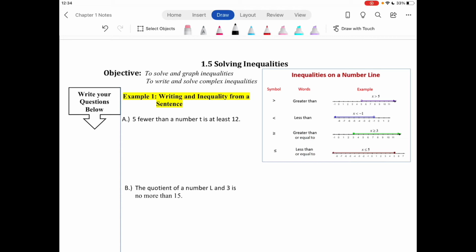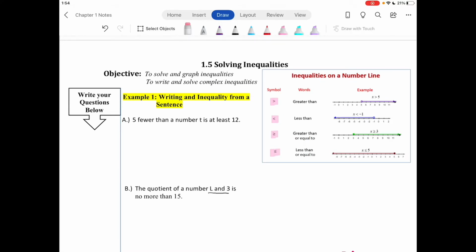In 1.5, we're going to learn how to solve and graph inequalities, as well as how to write and solve complex inequalities. An inequality provides us with a larger range of solutions. Instead of saying x equals a certain number, we could have x be greater than a value, or it could be less than, or greater than or equal to, or less than or equal to.